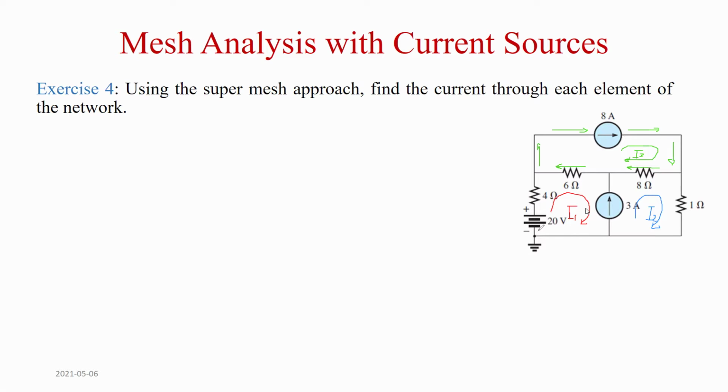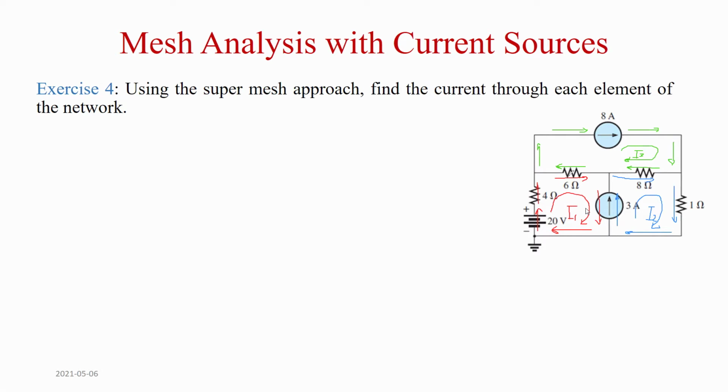I1 goes here, here, here, goes here, and here. Then I2 goes this way, goes this way, goes here, and goes here. So in this 4 ohm, only I1. What about the 6 ohm?